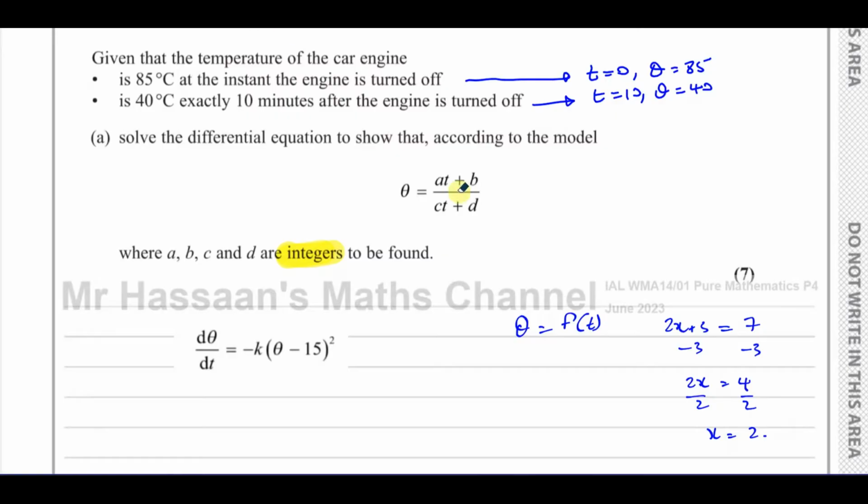Or even when we are, for example, doing something like finding x when we know the sine of x equals a half. What we do is we try to get rid of the sine, so we take the inverse sine of this side, and therefore we take the inverse sine of the other side as well. What we do to one side, we do to the other.